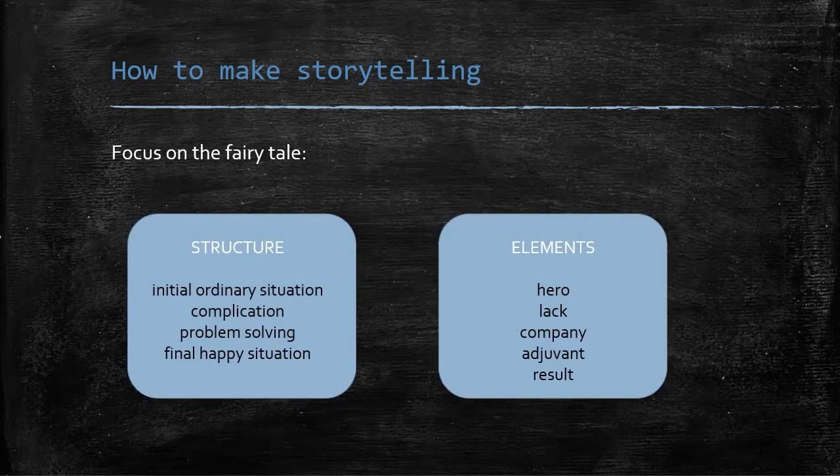How to make storytelling. One of the most applied narrative genres is the fairy tale. It is a tale of a wonderful story where children and adults live in a world of reality and magic. The fairy tale is close to humans because it is an anthropological representation of their thoughts, feelings, features. The structure of the tale is initial ordinary situation, complication, problem solving, final happy situation. The elements are hero, lack, competitor, adjuvant, result. In this perspective, the hero can be identified with the organization or the product and the lack with the tourist's needs.